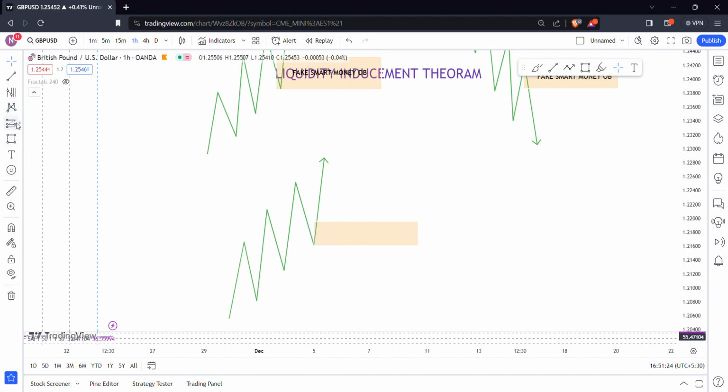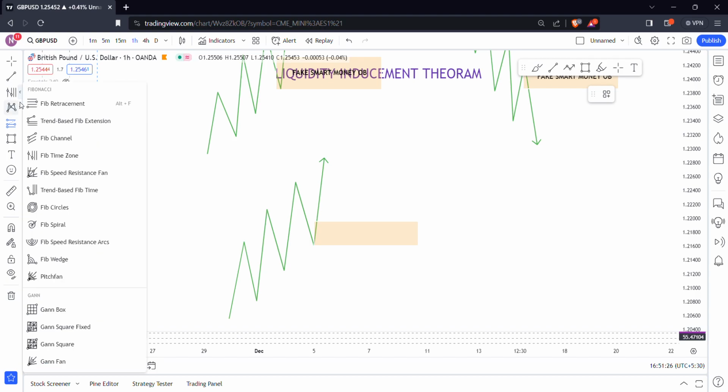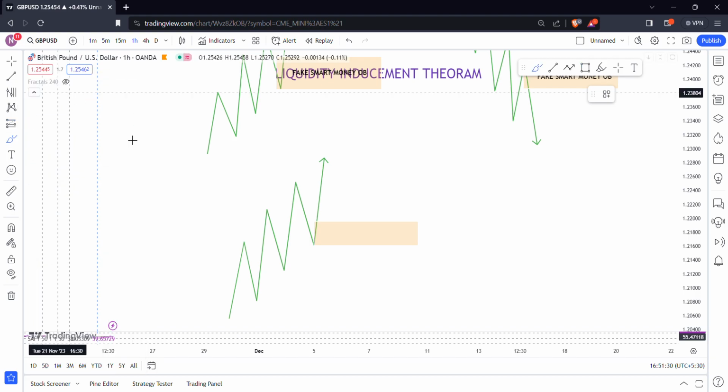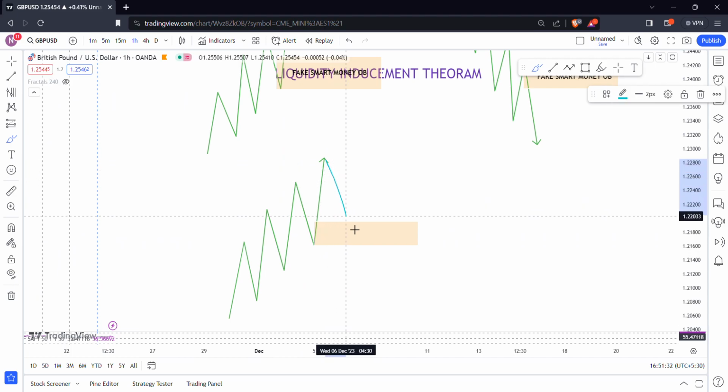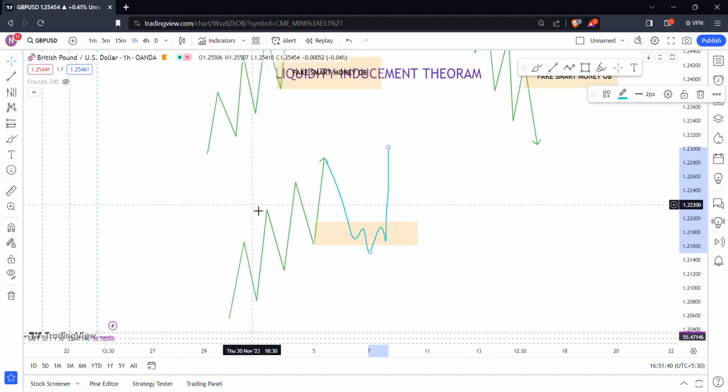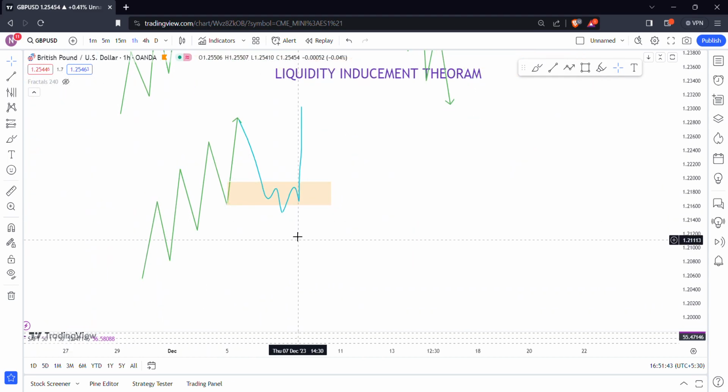So what the banks will do is manipulate the price and take out the liquidity, and then it will go in the real direction. The banks will take this liquidity out and we will enter here and follow the banks. This is exactly what we do with our mentorship students. We enter here with a very tight stop loss and target the next liquidity point.